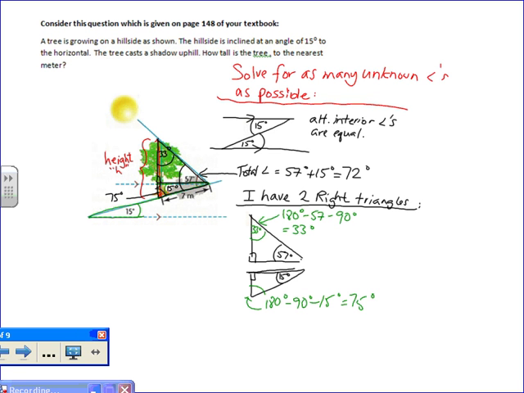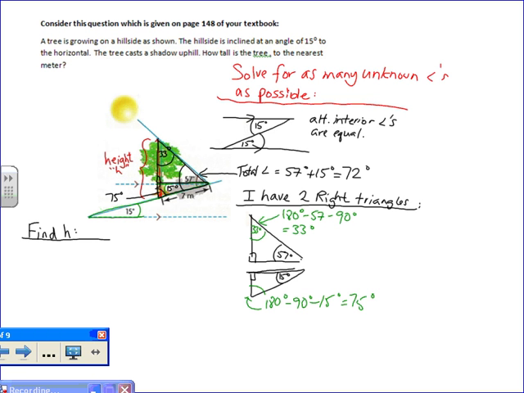So let's see what we have now. We have filled in as many angles as we can. And we have an acute triangle here that has height h. So finally, let's go ahead and find h, the height of our tree.